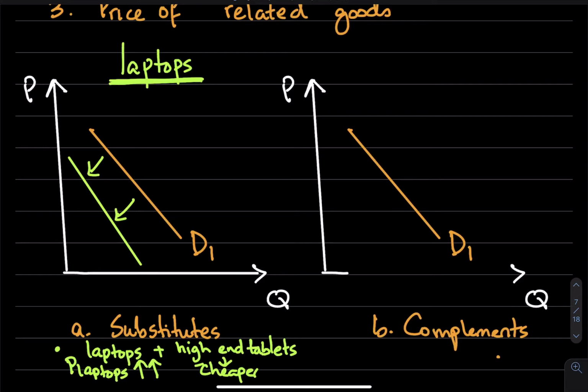Right, and so you would see a fall in demand for laptops. Okay, and again, if you were thinking about high-end tablets and the demand for those, then the demand is going to go up for those. Okay, so quantity demanded for high-end tablets would go up and quantity demanded for laptops would fall. Okay, because of this price difference.